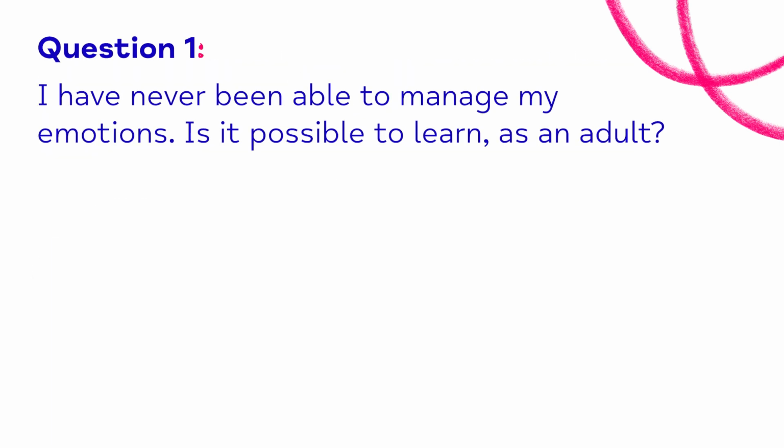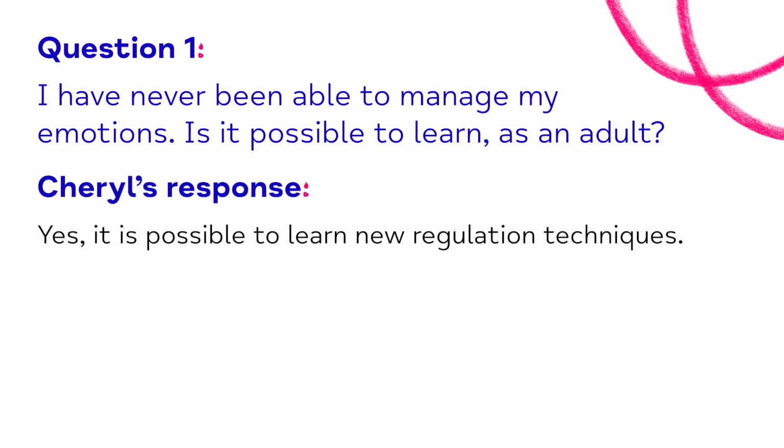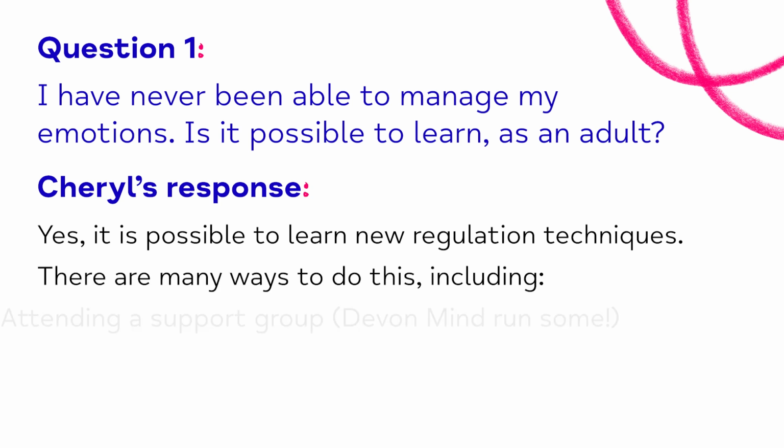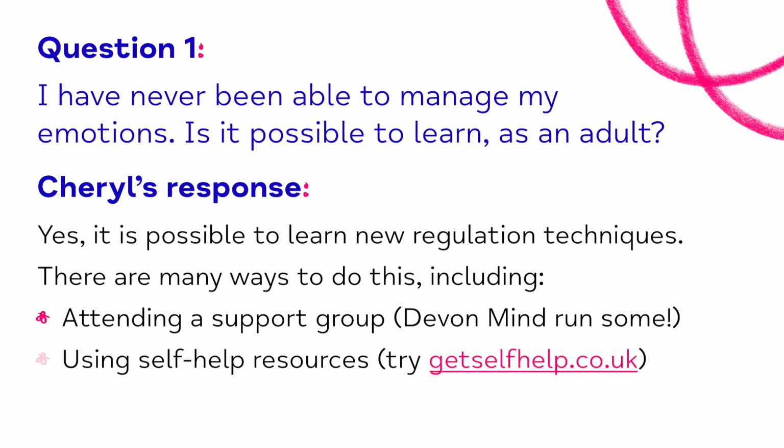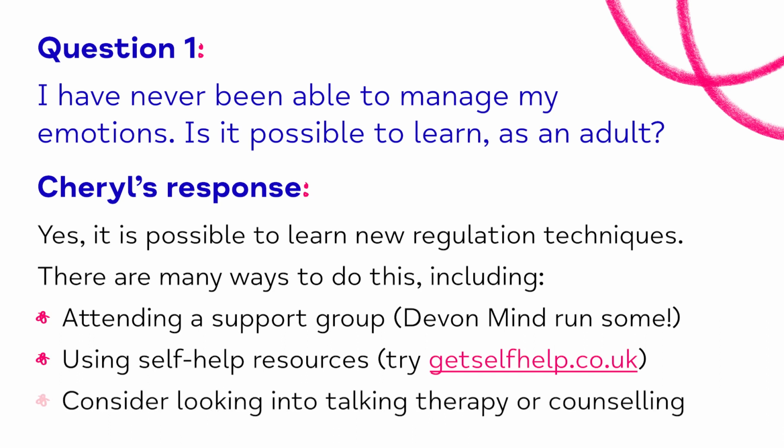Question 1. If we've always struggled to manage our emotions, it can feel impossible to know how to respond differently, especially as we don't get born knowing how to do it. However, it is possible to learn different and more helpful ways of managing difficult feelings and emotions. There are many ways in which you can do this, such as groups run by the Devon Mind. There are some online resources at getselfhelp.com, and also talking therapy can help. The trick is finding what fits and works for you, as we are all different, and like with most things, we cannot take a one-size-fits-all approach. So it's helpful to explore and try a variety of different approaches to regulating our emotions.